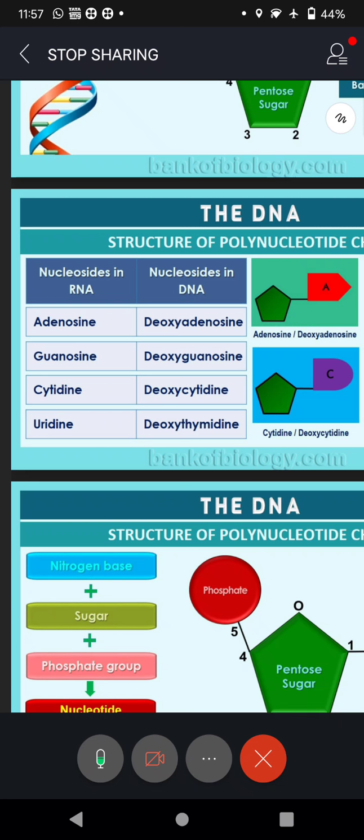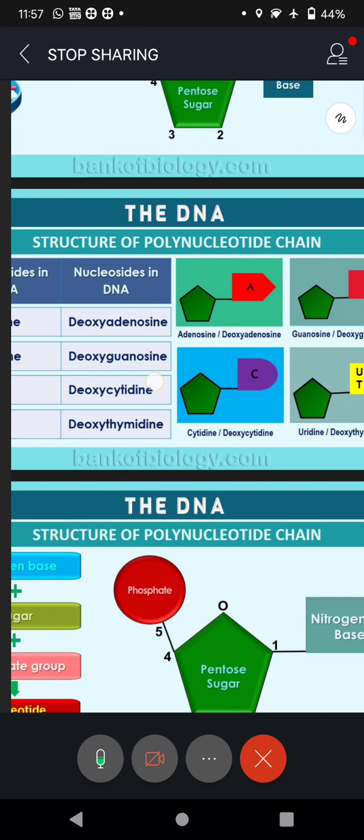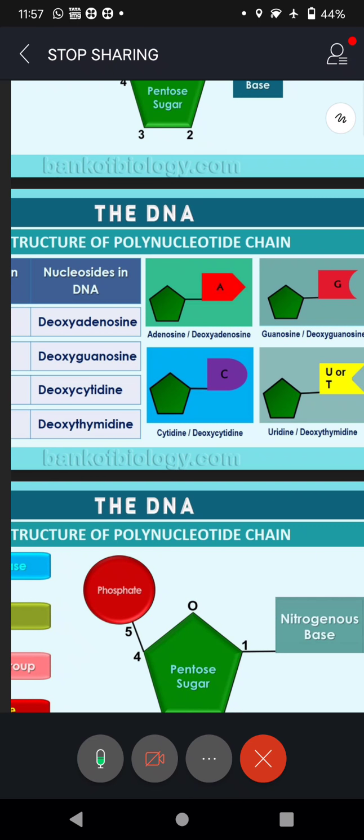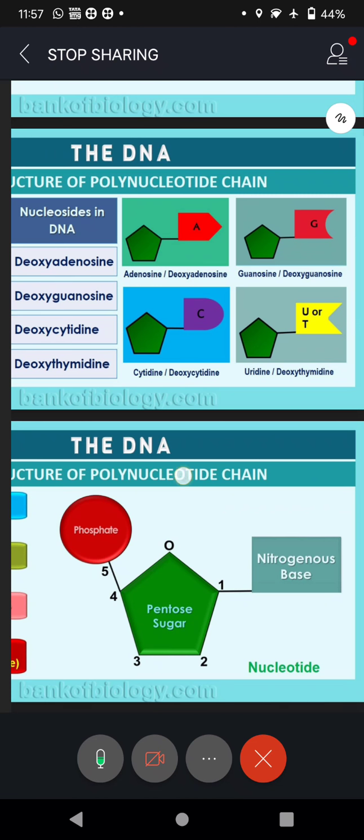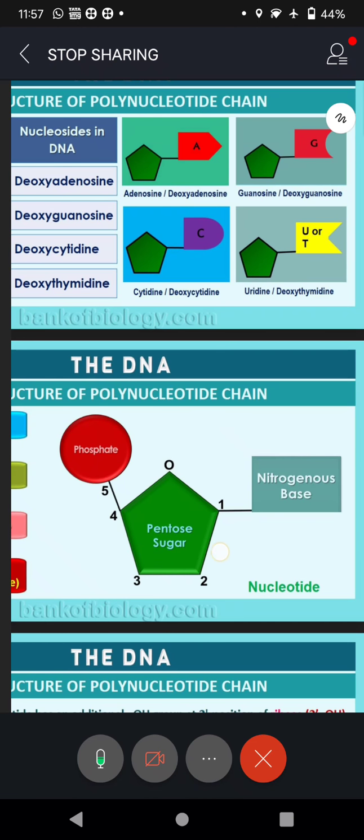In case of DNA, deoxy will be added: deoxyadenosine, deoxyguanosine, deoxycytidine, deoxythymidine. And already I think some of you are very good boys. You have drawn all these diagrams. You have practiced. Okay. Those who are still not done, you must do.